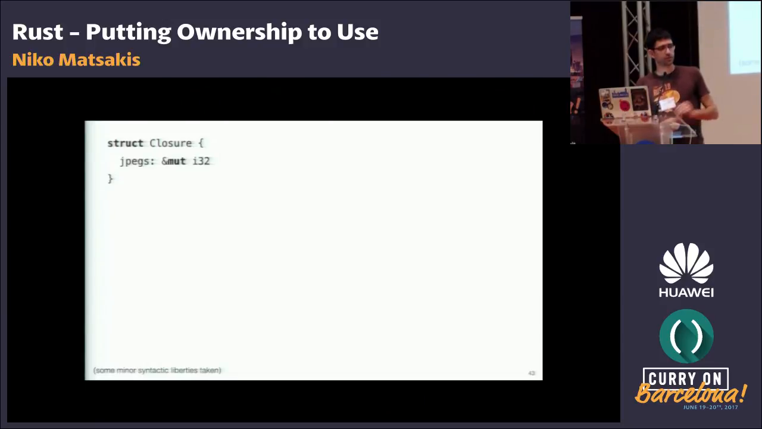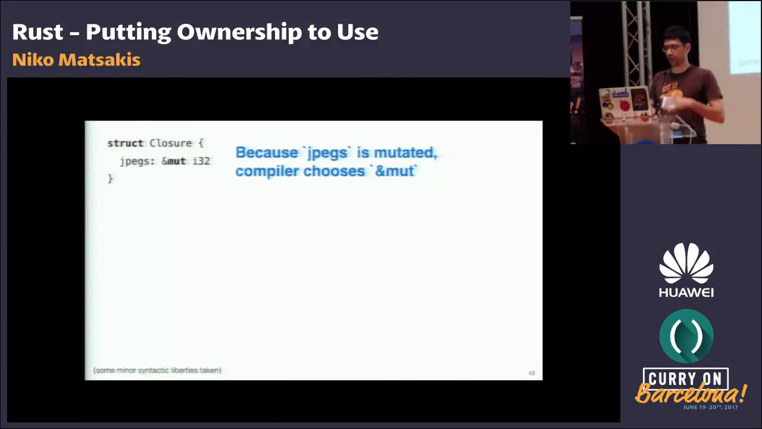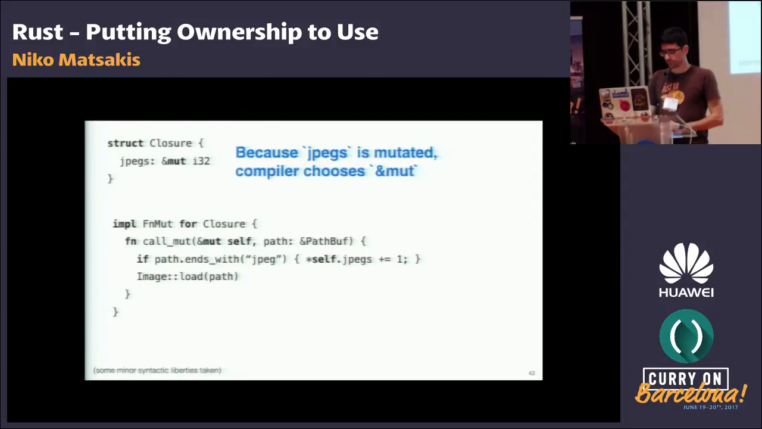It's a struct that has a field, which is a mutable reference to the JPEGs variable. And the compiler does this automatically on our behalf. It looks at how you use each of the things that you take from your environment and picks what mode you should be using. So because we're mutating this, we need a mutable reference to it. And then the actual implementation of fn mute that the compiler will synthesize looks kind of like this.